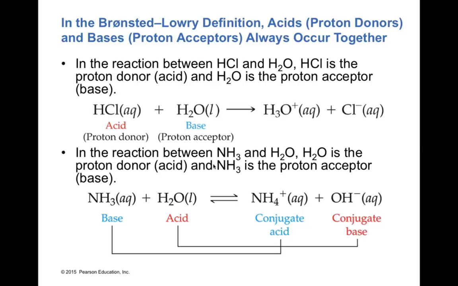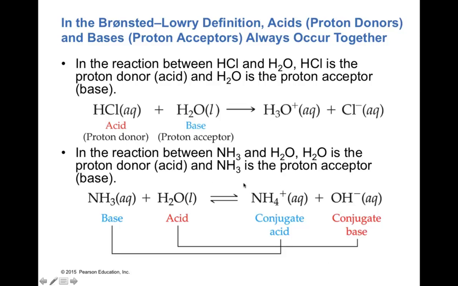Now, in the reaction between ammonia and water, water is the proton donor and ammonia is the proton acceptor. So because ammonia is the proton acceptor, ammonia is the base, and water, which will give that hydrogen, is the acid. Now, listen carefully. The ammonia, when it receives that hydrogen, will produce an NH4+. And water, when it releases that hydrogen, will produce the OH-.